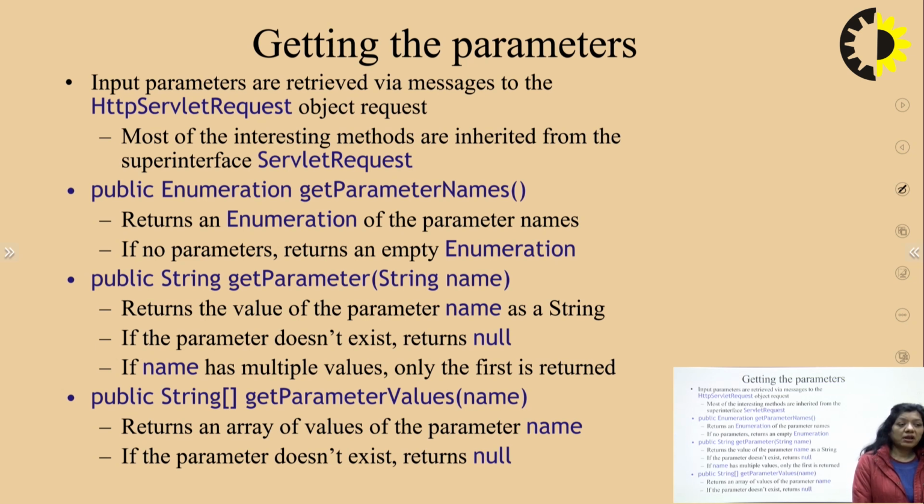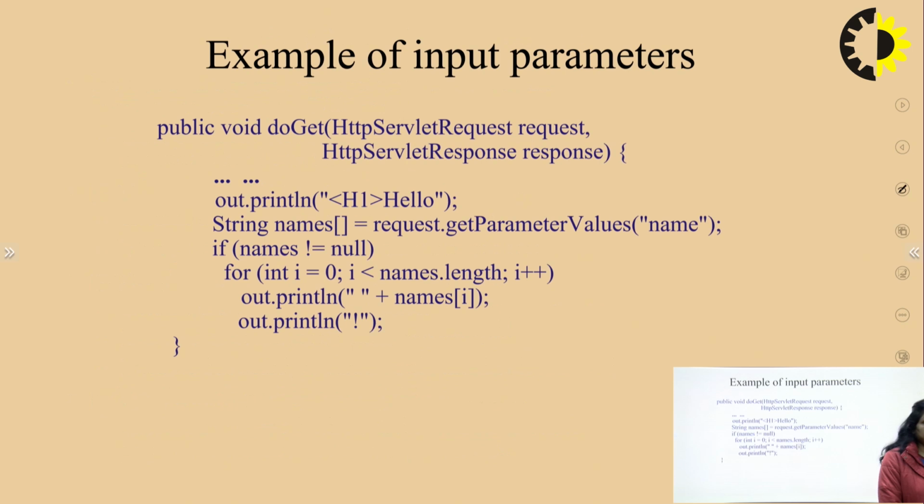Public String getParameter returns the value of the parameter name as a string. If the parameter does not exist, it will return null. If the name has multiple values, only the first value is returned. And public String[] getParameterValues returns an array of the values of the parameter name. If the parameter does not exist, it will return null.